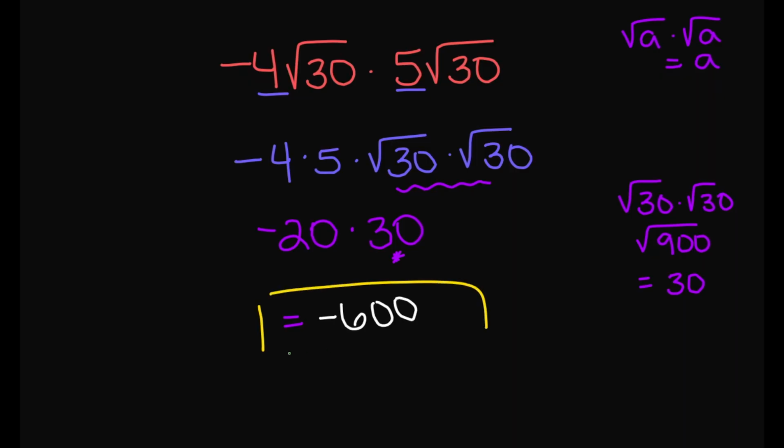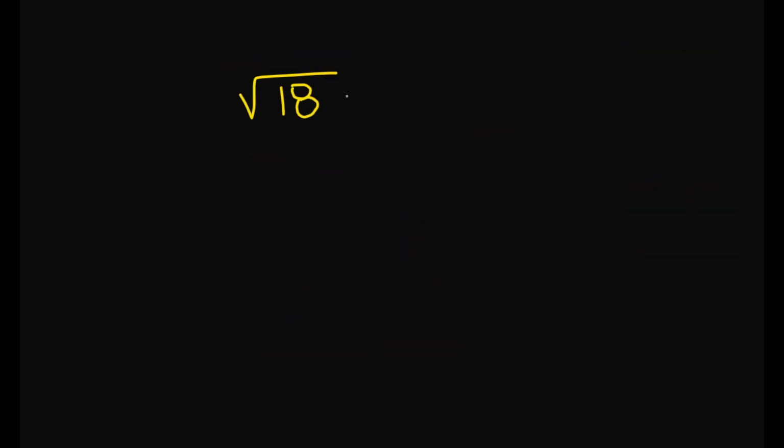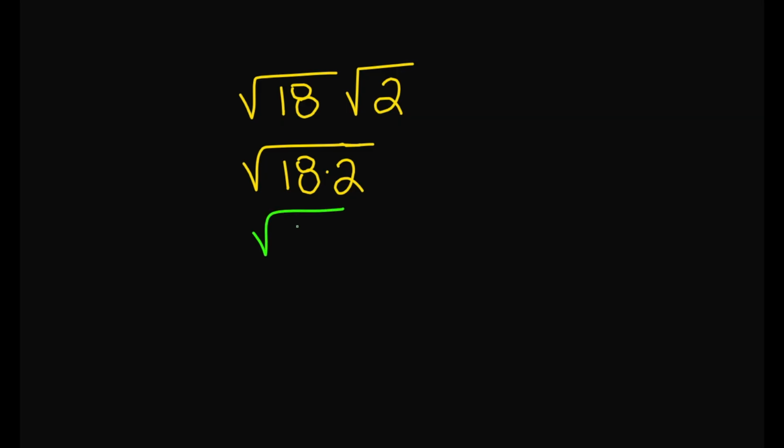So your final answer here is negative 600. The square root of 18 times the square root of 2. 18 times 2, when we combine everything together, this is going to equal the square root of 36. And the square root of 36 is a perfect square. So the square root of 36 is going to equal 6. So your final answer here is 6.